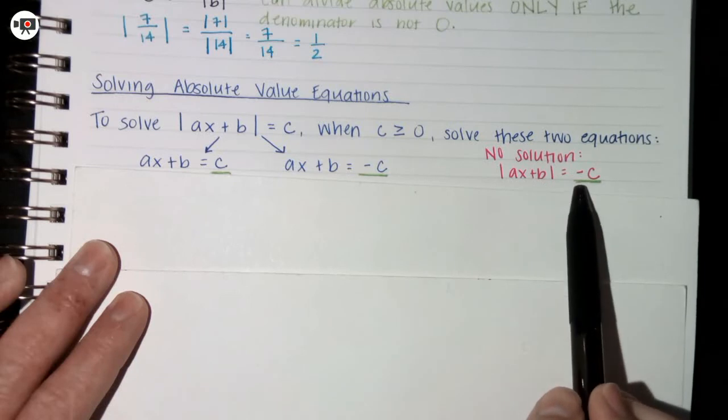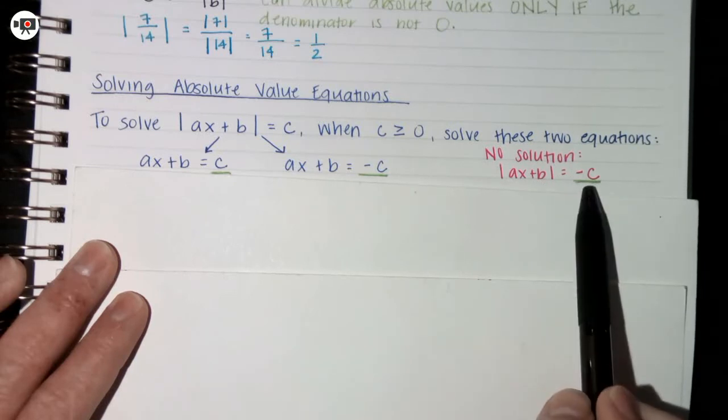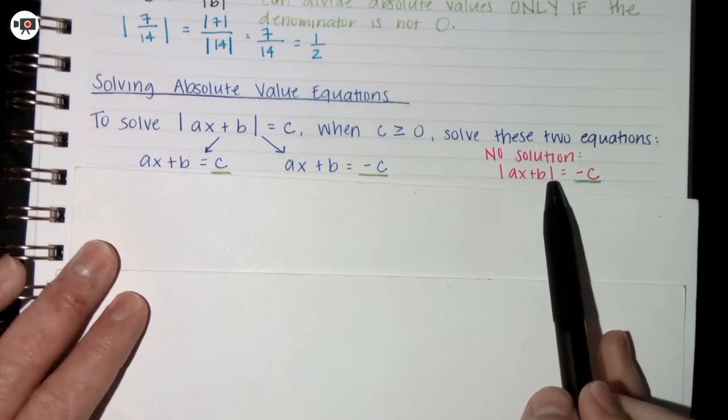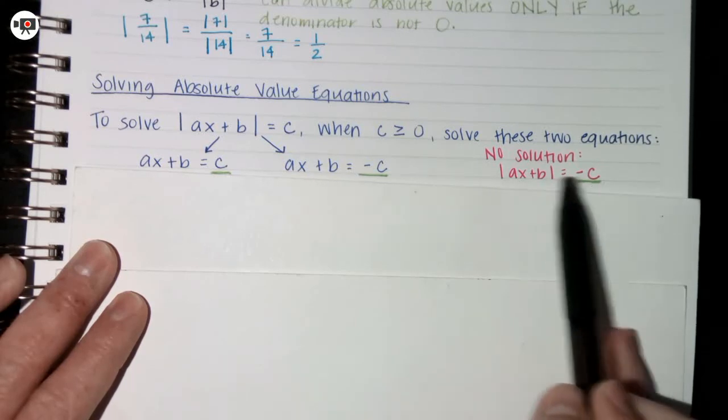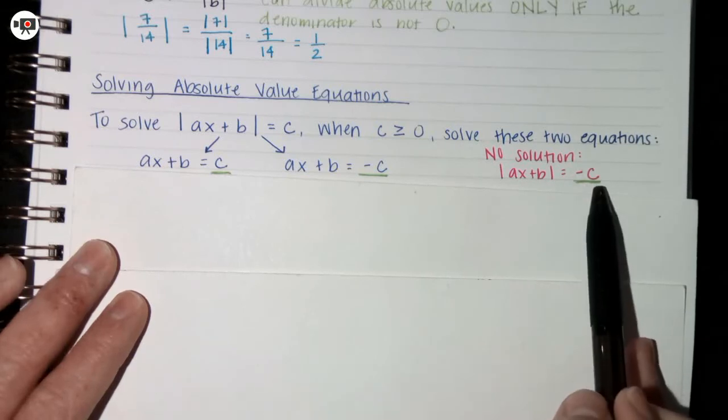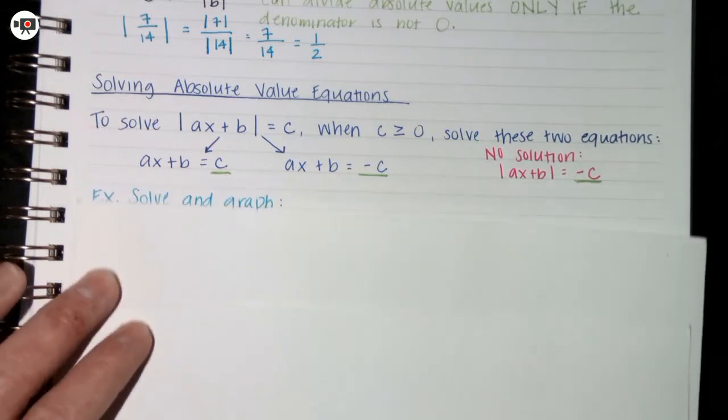If the absolute value equals a negative number, we cannot have that. So when we have absolute values, it has to equal a positive. If the absolute value equals a negative, there is no solution. We cannot have a negative distance.